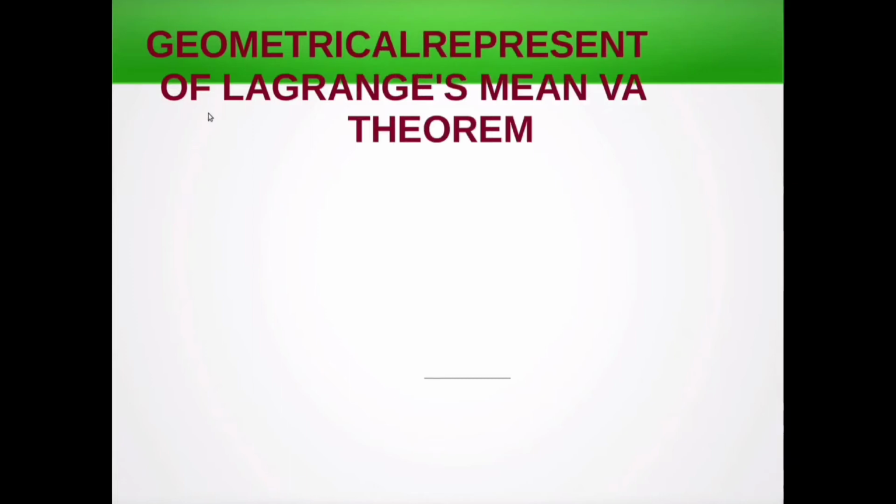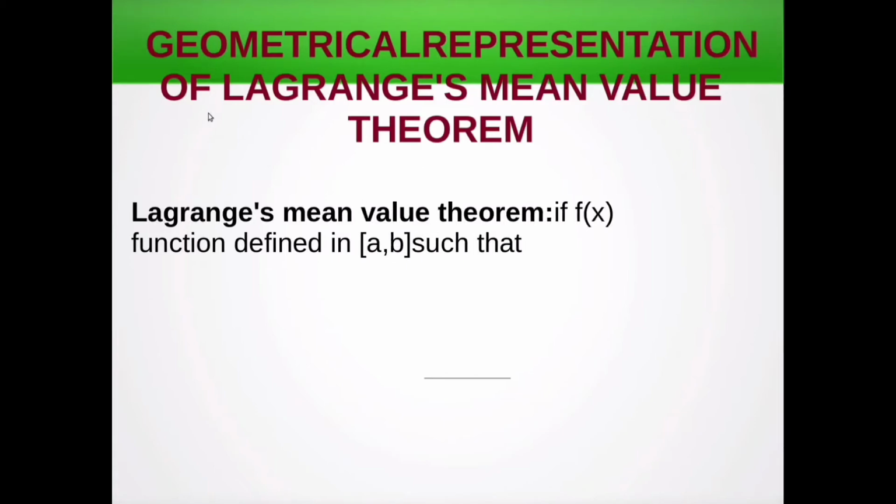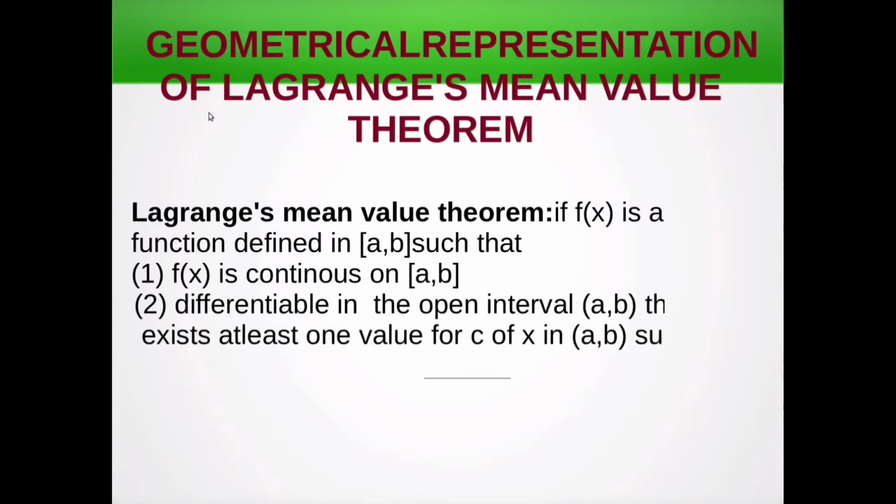Hello everyone, now we are going to discuss the geometrical representation of Lagrange's mean value theorem. By the definition of Lagrange's mean value theorem, we know that if f of x is a function defined on [a, b] such that f of x is continuous on the closed interval [a, b] and differentiable in the open interval (a, b), then there exists at least one value c in (a, b) such that f dash of c is equal to (f of b minus f of a) by (b minus a).